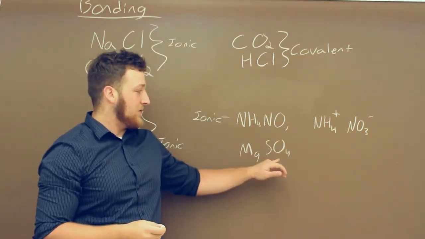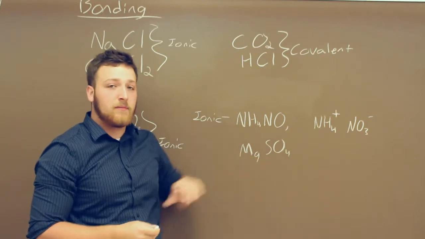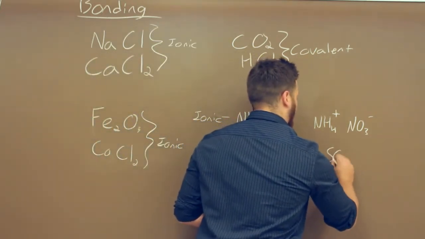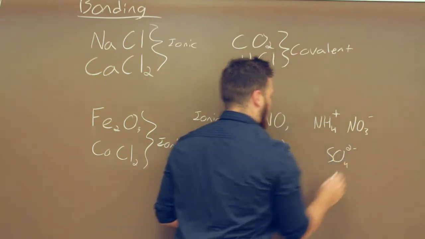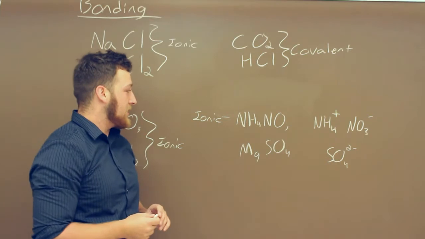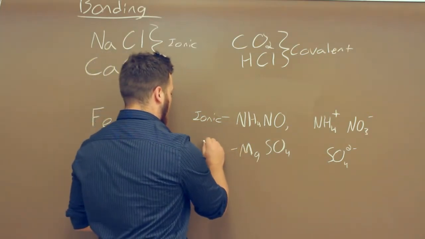And we can see the same thing for the next one. Sulfate is also a polyatomic ion that you need to know. It is SO4 2 minus, and that will make our magnesium, it's magnesium 2 plus, and then we can identify this bond as ionic as well.